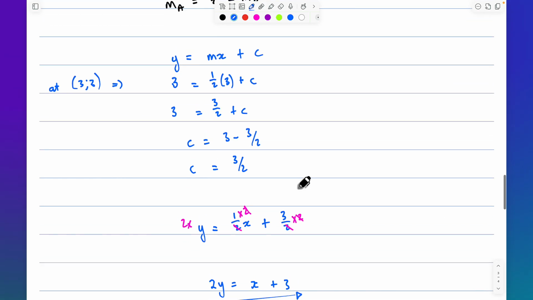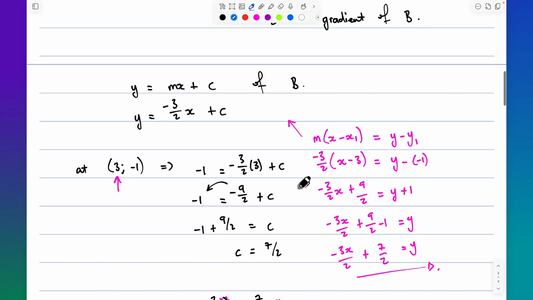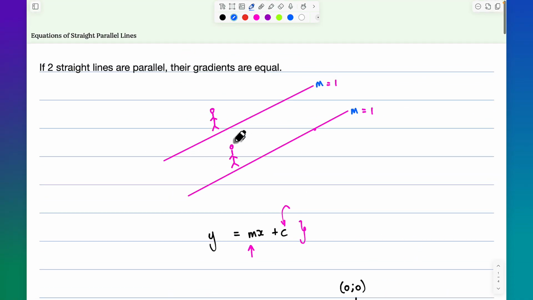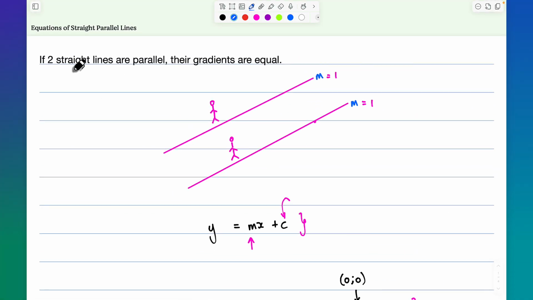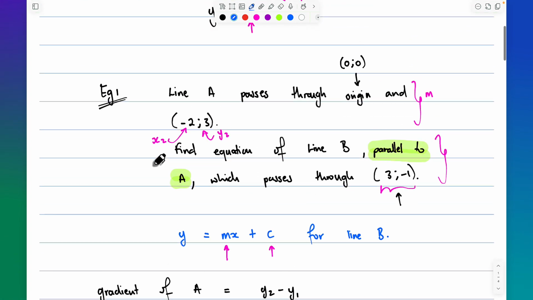Hopefully that makes sense. All you need to know from this video is the conclusion: if two straight lines are parallel, then the gradients are equal. So if I don't give you enough information on one line, but I give you enough information on the other, and you know that they're parallel, take the gradient of the one that you know enough about, and then apply that gradient to the second line. Essentially that's how we're going to apply this rule.